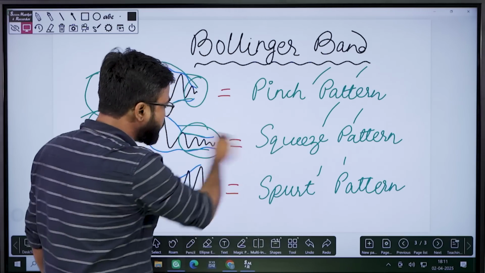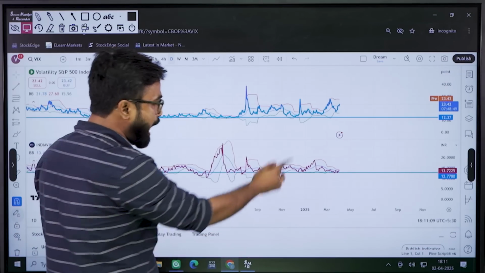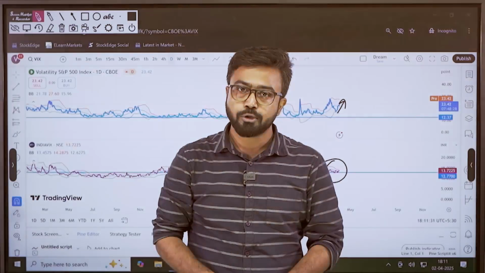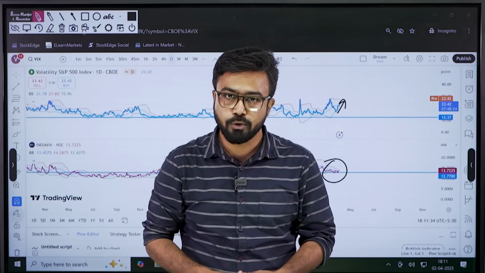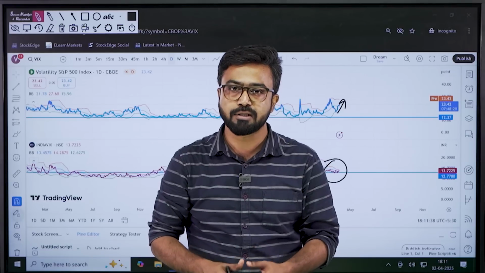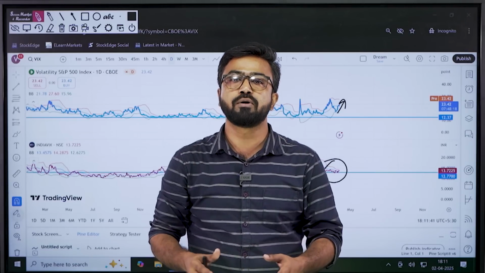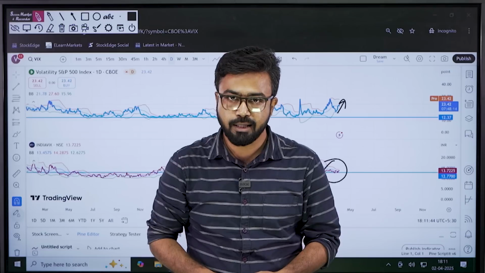Now correlate this pattern with India VIX and US VIX. So please post your comment in the comment section on what your thought is regarding this, because the fear index is inversely proportional to the overall market, that is specifically the equity market, correct?